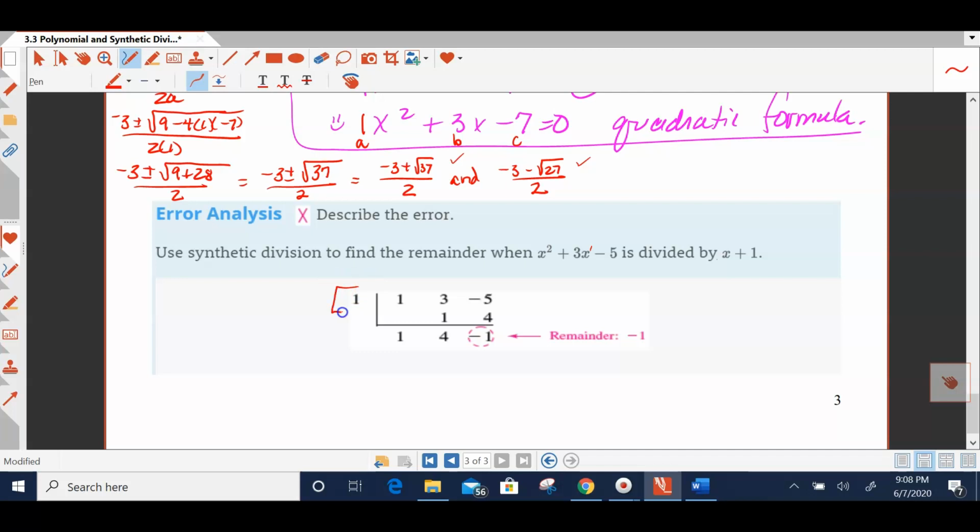What number goes in the box? Since I'm dividing by x plus 1, what should go in the box? There's the mistake. It should be a negative 1. Remember, when you're dividing by this binomial, you have to do the opposite sign. So there is the mistake.